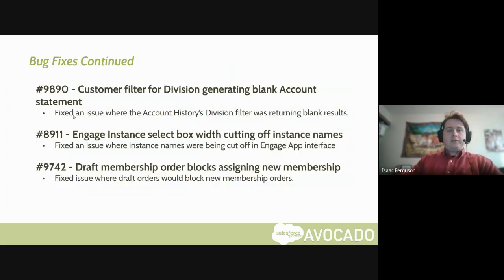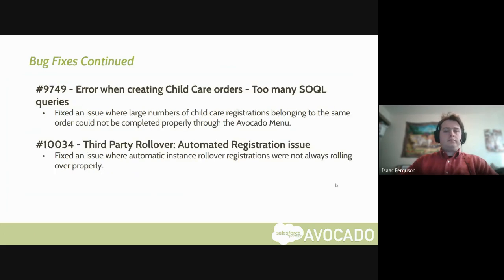We fixed an issue where the account histories division filter was returning blank results. Fixed an issue where instance names were being cut off in Engage, those longer instance names. That has been cleaned up. We fixed an issue where draft orders were blocking the creation of new membership orders. We fixed an issue where large numbers of childcare registrations belonging to the same order couldn't be completed properly through the Avocado menu. We fixed an issue where automatic instance rollover registrations weren't always rolling over properly.